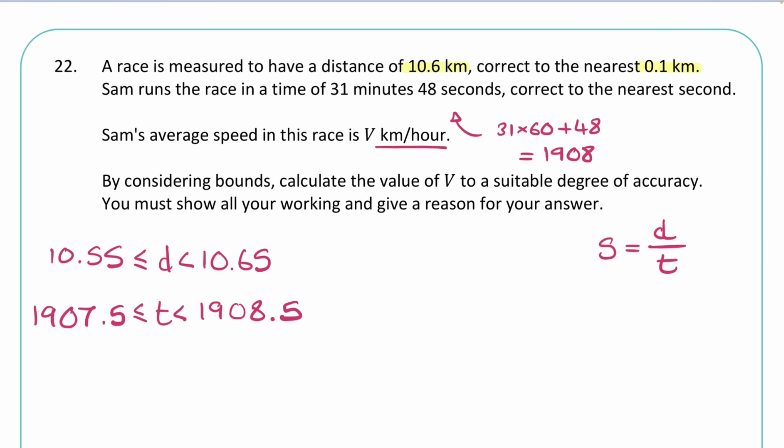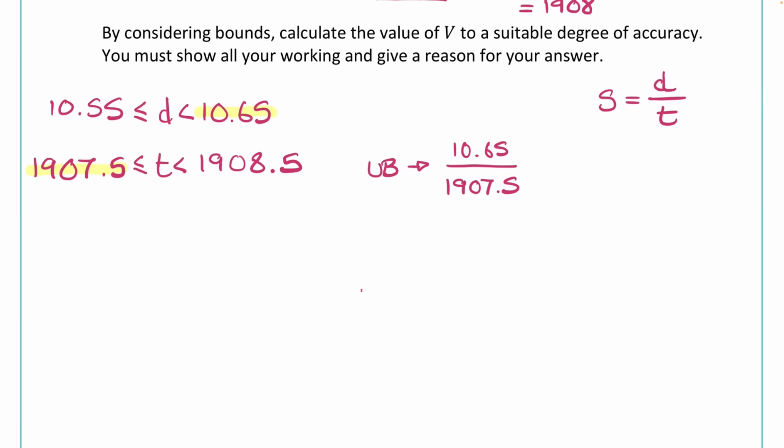So we're looking at bounds when there's a division involved, and we want to get the biggest and the smallest. To get the biggest possible answer, we want to do the biggest on the top divided by the smallest on the bottom. So our upper bound, the biggest possible value, will be 10.65 divided by 1,907.5. I'm going to leave myself some space because I'm going to have to do a conversion as well, because that's going to be in seconds.